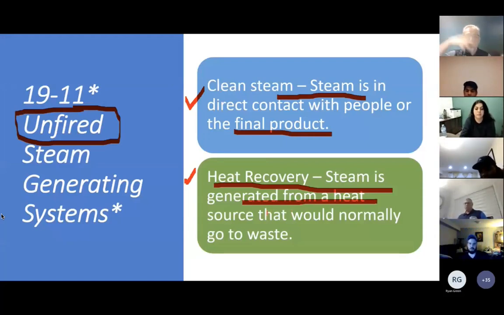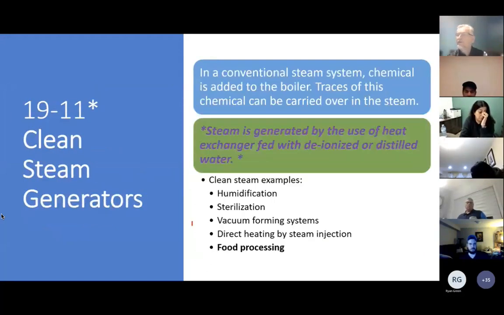Plants create a lot of heat, and a lot of heat is just literally thrown away to the atmosphere. A lot of money can be saved by generating power or using that heat. So this is one of the two methods for using waste heat.